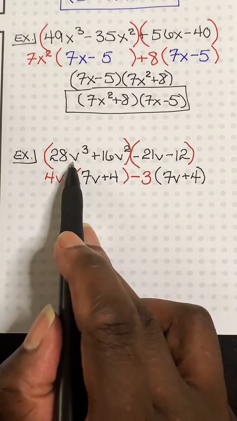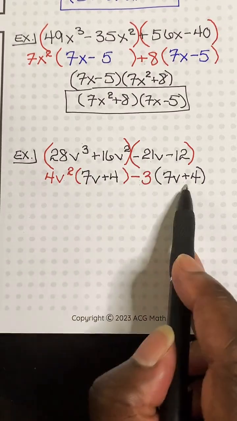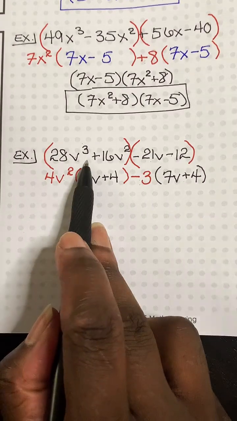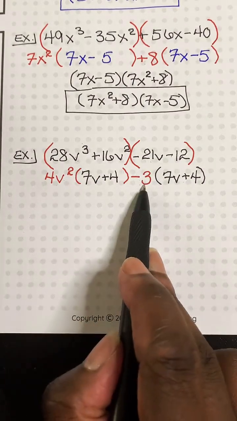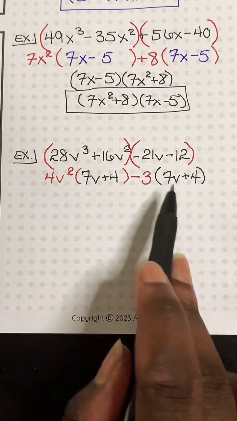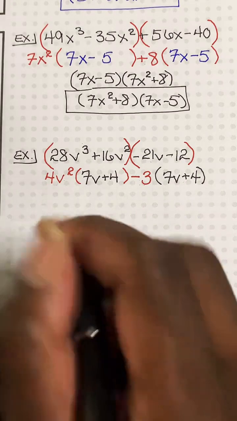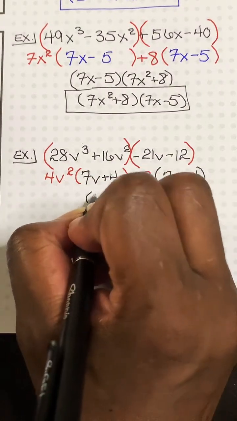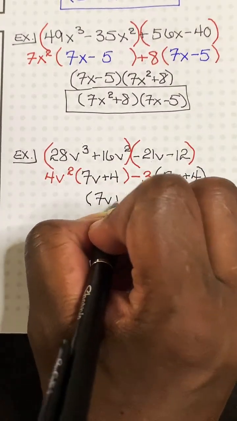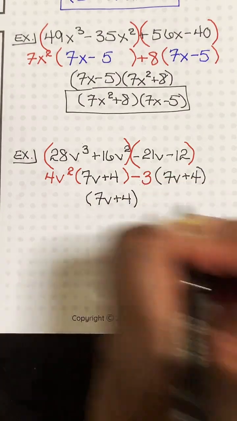Because we're finding the GCF 3 times. We found it here for this parenthesis. We found it here for this parenthesis. Now we're going to find it here with the same parentheses. So that means we have 7v plus 4.